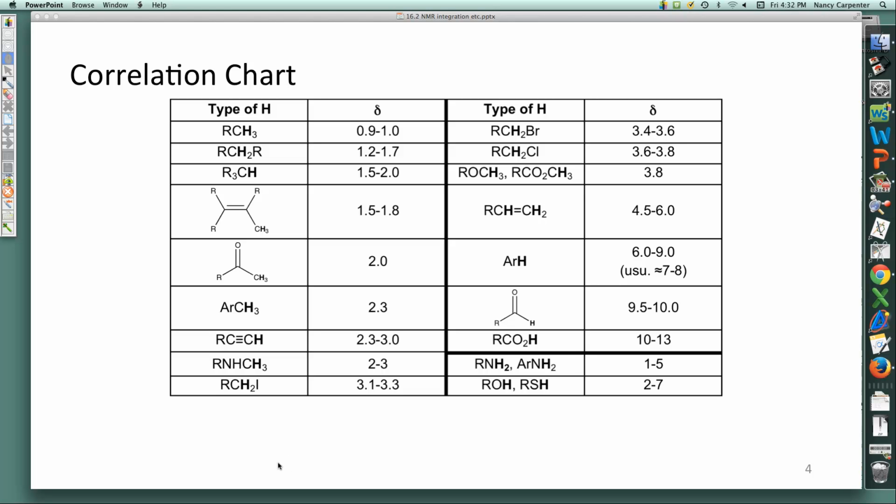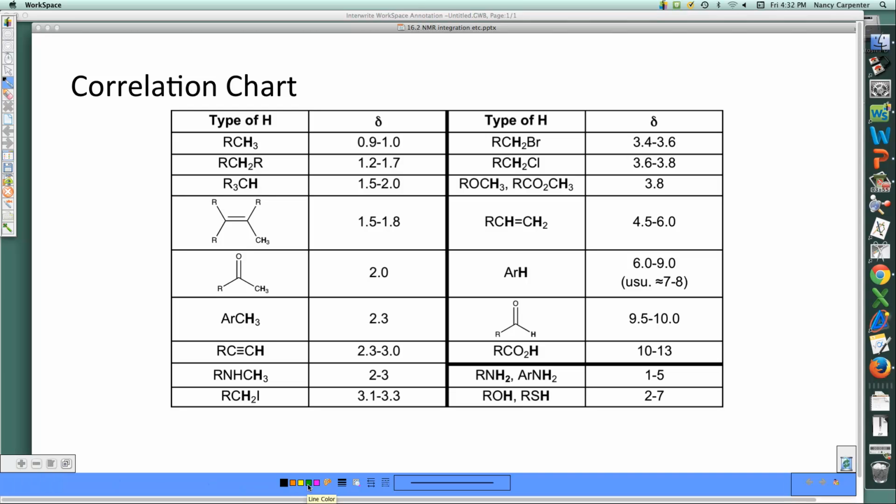This is all wonderfully summarized in yet another correlation chart, which you have in your possession and is, of course, in your book. Let's look at this in some detail. So, what shall we use? How about pink? All right, trend number one. The methyl versus the methylene versus the methine. Note that as you go from the methyl down to the methine, the chemical shift is pulled downfield.